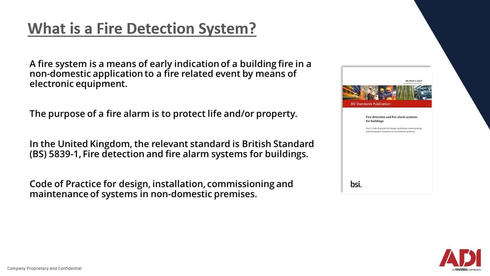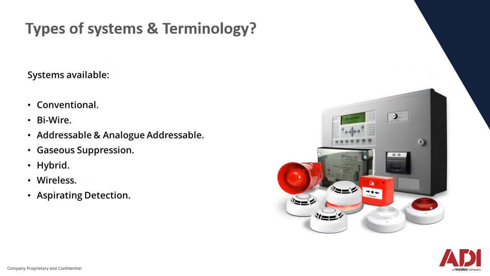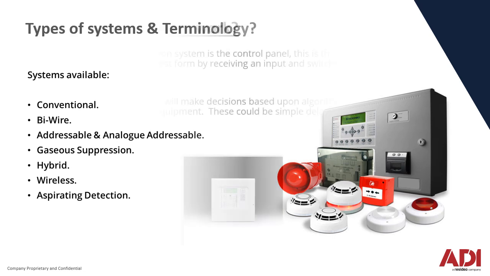In the United Kingdom, the relevant standards and code of practice is British Standard 5839 Part 1, Fire Detection and Alarm Systems for Buildings. Types of systems and terminology. Systems available are conventional, by-wire, addressable, gas suppression, hybrid, wireless, and aspirating detection.